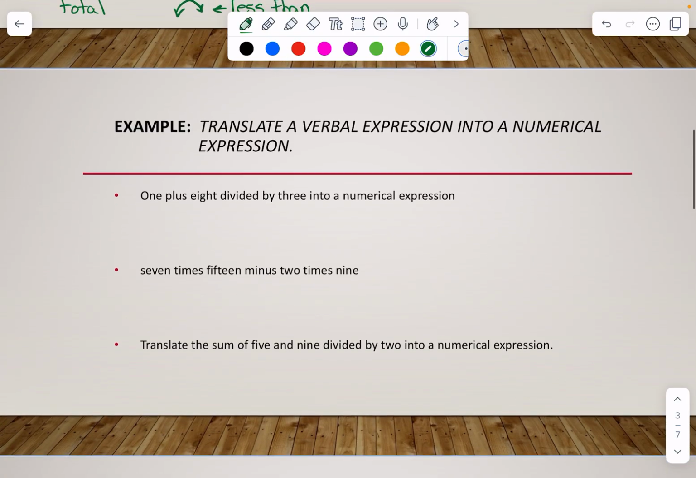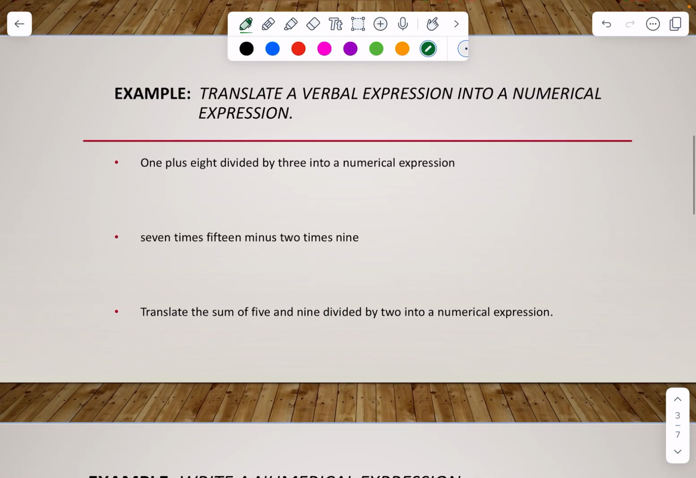So what we're going to do is start off and try to translate a verbal expression into a numerical expression. The first thing I would tell you is try to highlight or underline or circle things like that. So if I look at this first one, what I notice is I have the number 1. I have this keyword plus. 8 is another number. I have this keyword divided by 3. So literally we just write that in order. So 1 plus 8 divided by 3. And that would be our numerical expression.